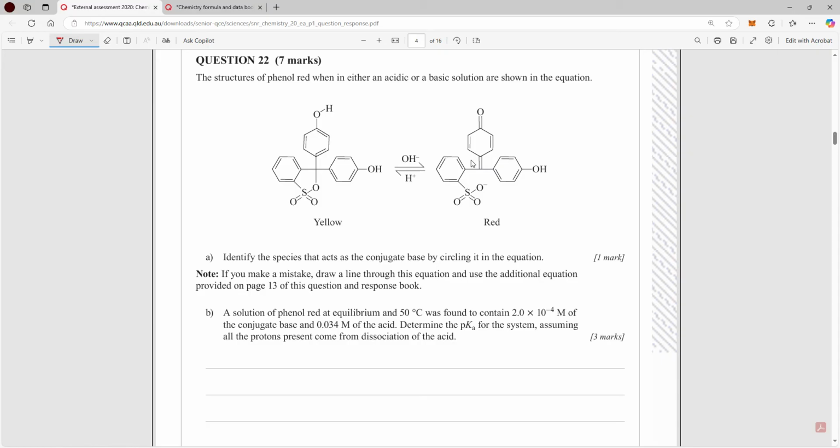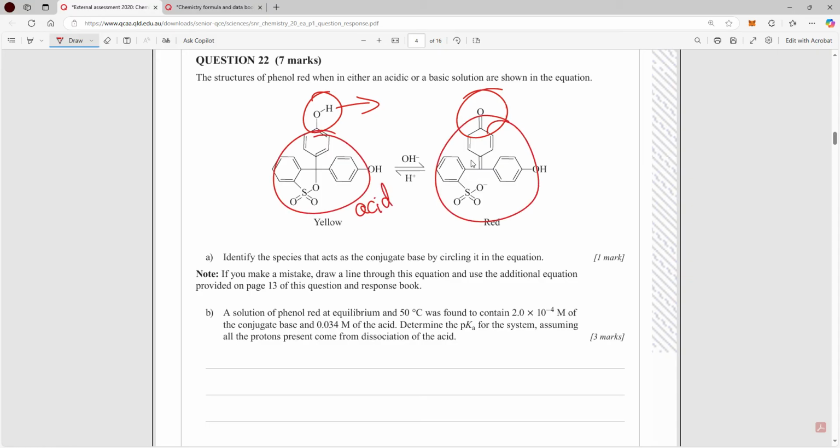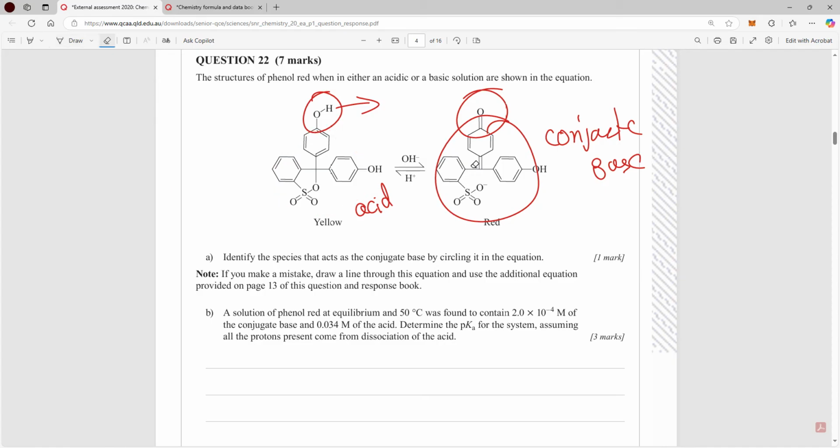Okay, so pretty much an acid donates a hydrogen. Okay, so the only difference between these two structures is here and here. This has donated the hydrogen and has formed a double bond there. Okay, which makes this the acid, which implies this must be the conjugate base. Okay, and that's it, because acid makes the conjugate base, vice versa. Okay, and that's how you answer that first question.